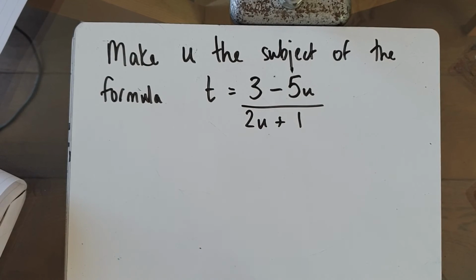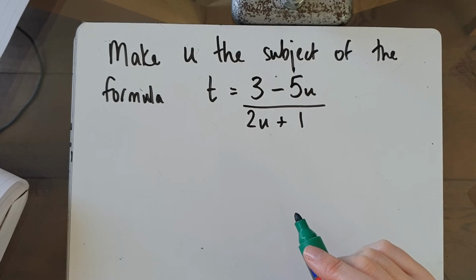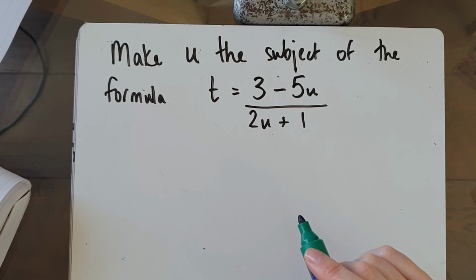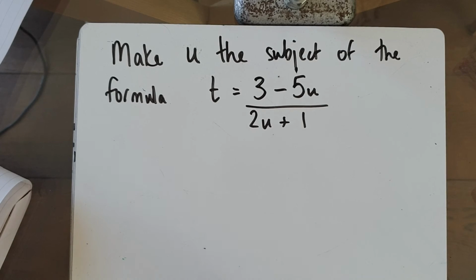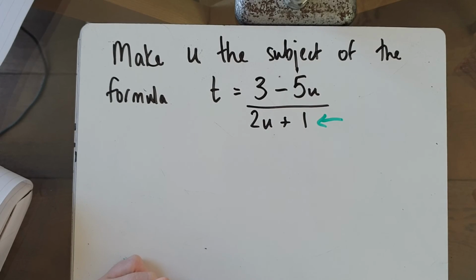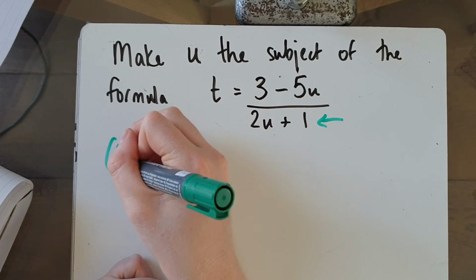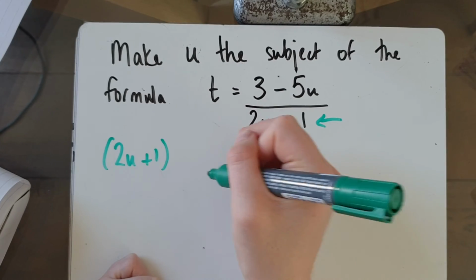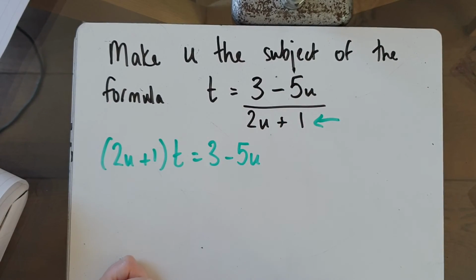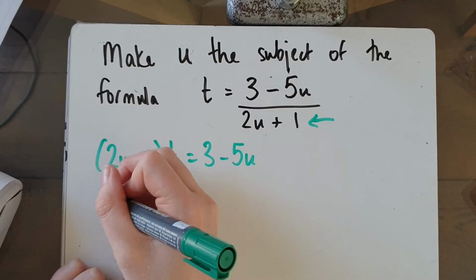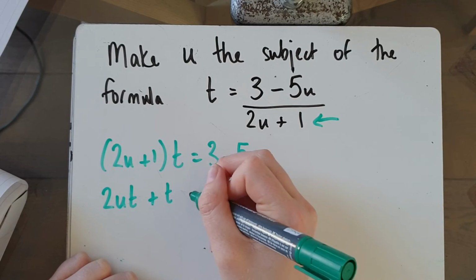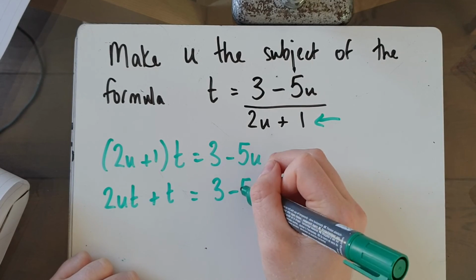Final example, we've got make U the subject of the formula T equals 3 minus 5U over 2U plus 1. So exactly the same as in the last example, I'm going to multiply both sides by this denominator. So we'll have 2U plus 1 times T equals 3 minus 5U. Multiply this out. So 2UT plus T equals 3 minus 5U.